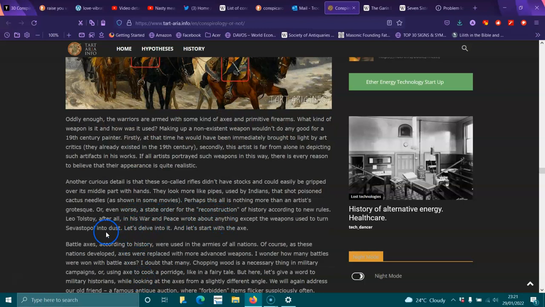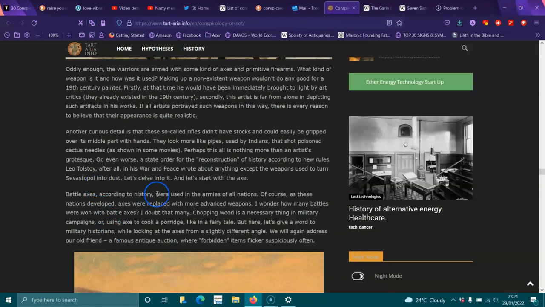Let's start with the axe. Battle axes, according to history, were used in the armies of all nations. Of course, as those nations developed, the axes were replaced with more advanced weapons. I wonder how many battles were won with battle axes. I doubt many. Chopping wood is a necessary thing in military campaigns, or using an axe to cook porridge, like in the fairy tale.